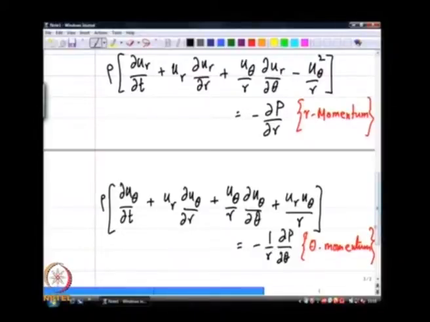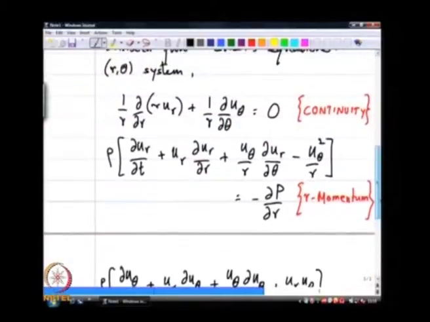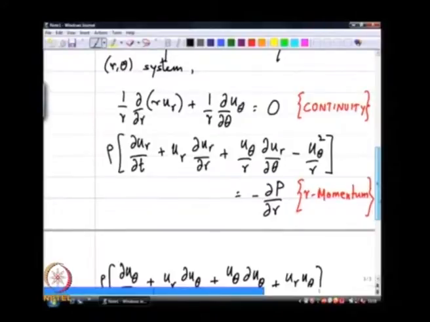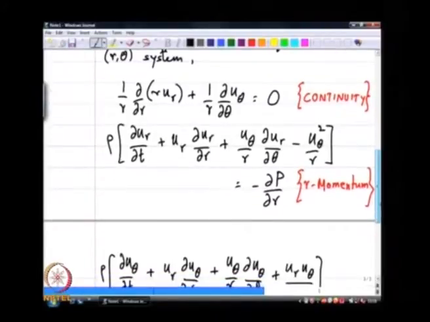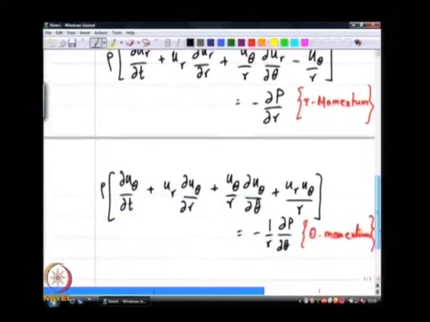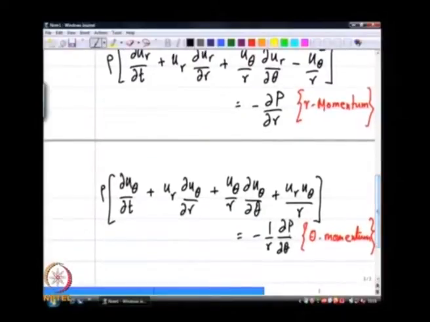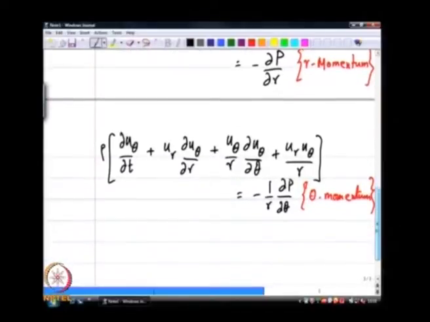So, what we find here is that I have three quantities: u r, which is the radial velocity, u theta, which is the velocity in the theta direction, and P, the fluid pressure, the hydrostatic pressure in the fluid, represented by capital P, which could be a function of r and theta. Now, I am going to simplify these equations very simply by making some assumptions.